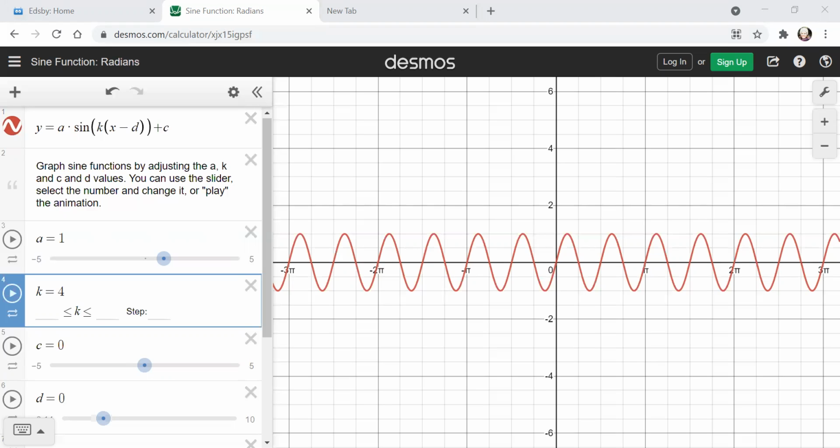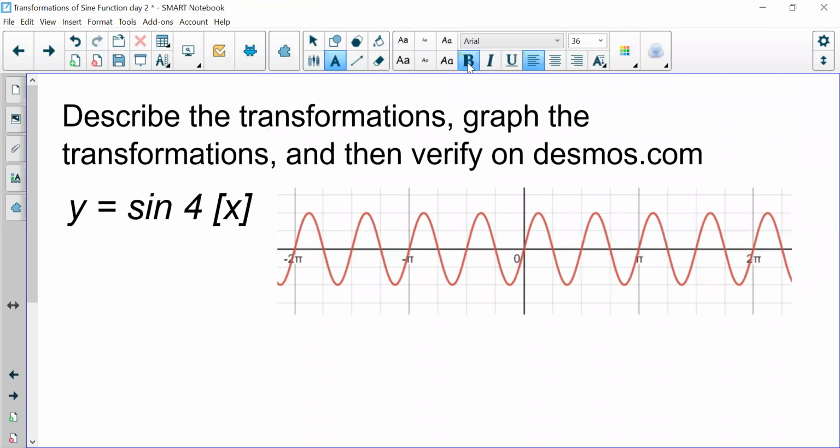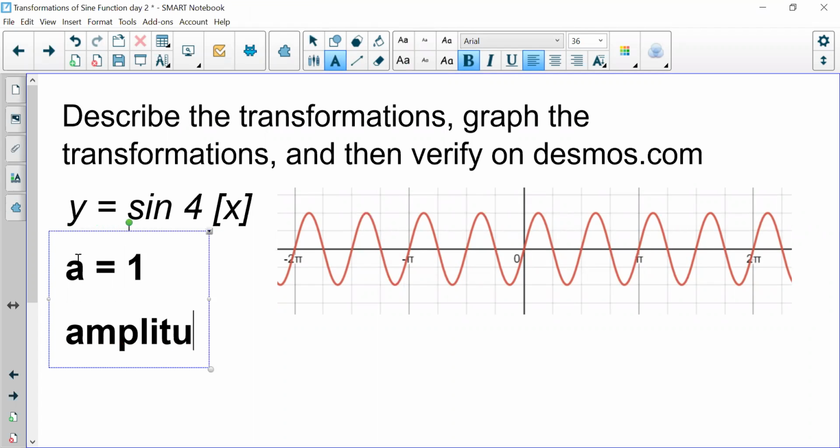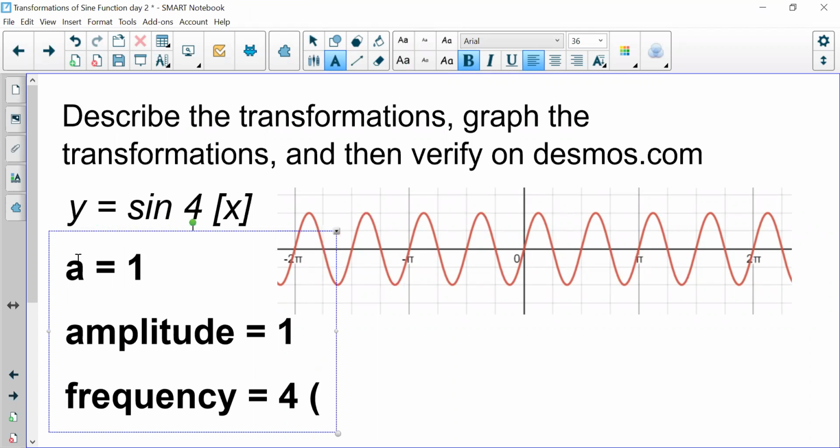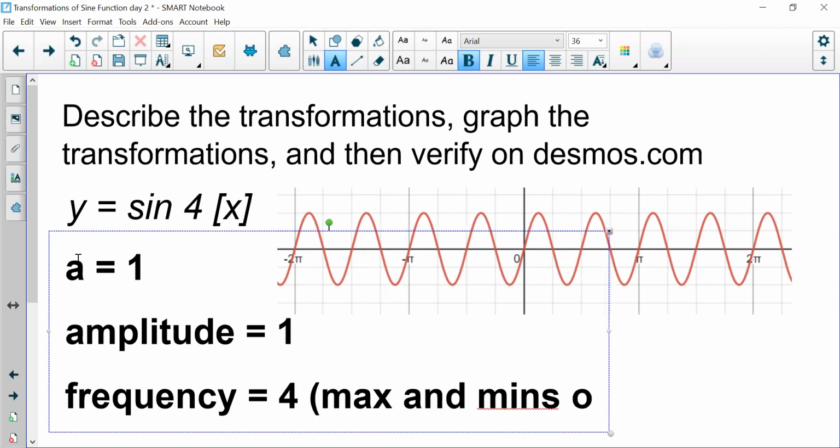All right, so let me just type in some notes here for a second. I'm just going to type in A is 1, so the amplitude is still 1. But the frequency is 4. So the max and mins occur 4 times more often.